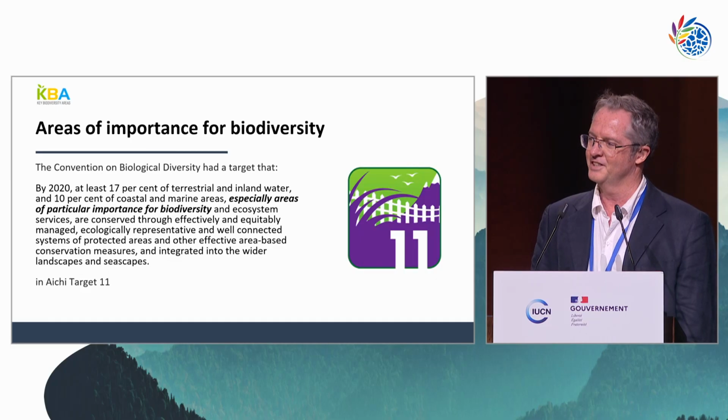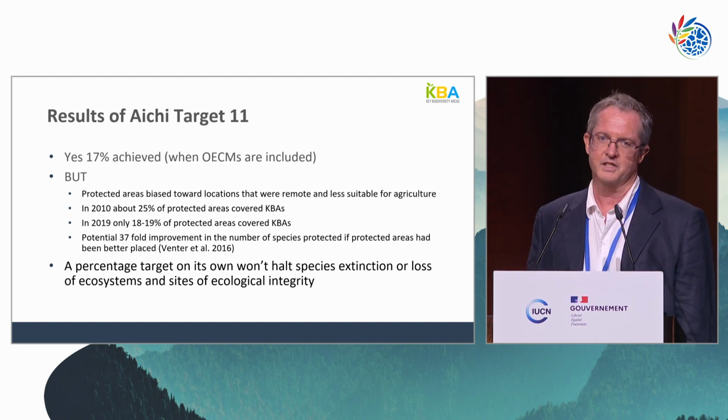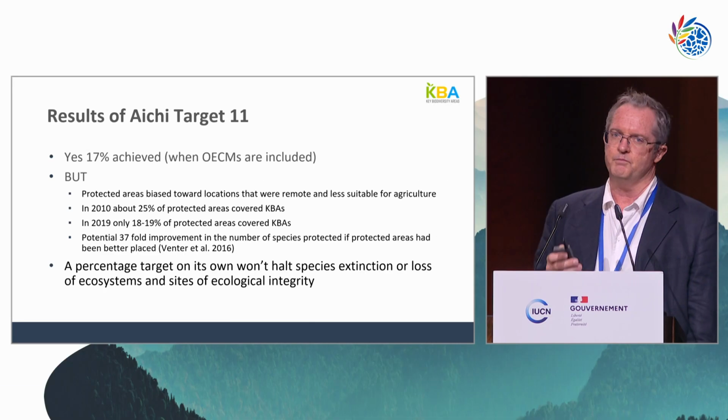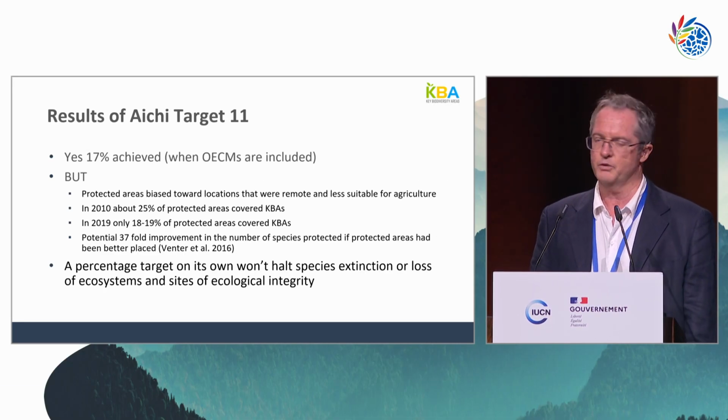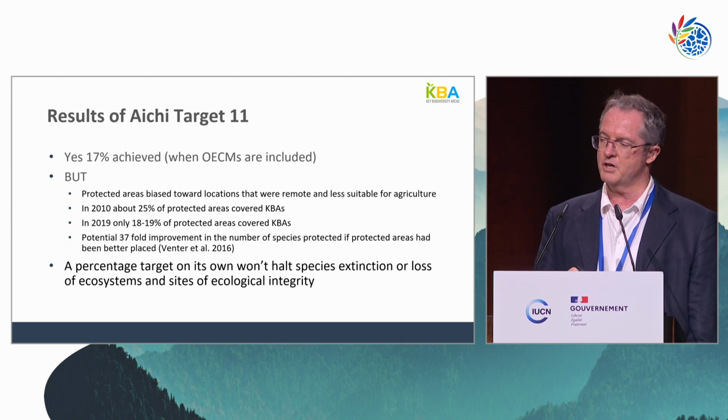So the Convention on Biological Diversity had a target between 2010 and 2020, Aichi Target 11, that at least 17% of terrestrial and inland water and 10% of coastal and marine areas, especially areas of particular importance for biodiversity, etc., etc. Most of you know about that target. The results of that target were fairly successful compared to other Aichi targets in that we got pretty close to 17% protection of terrestrial areas, less for marine. But many of these protected areas were biased towards locations that were remote and less suitable for agriculture, so they weren't always in the right place.